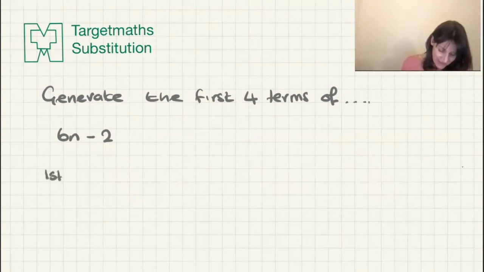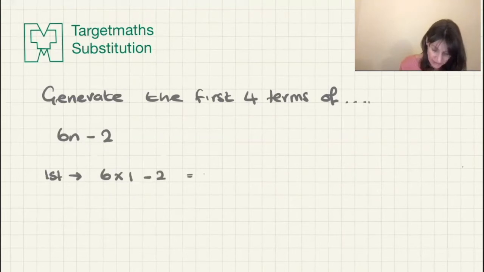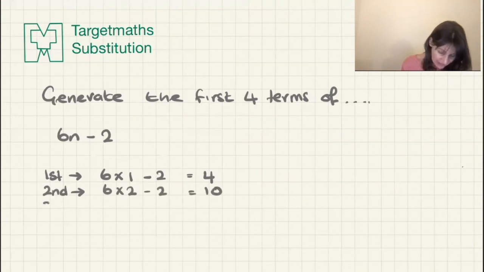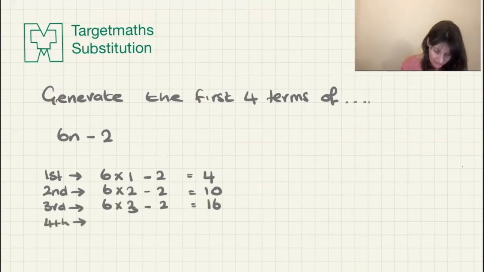Okay, so the first number is going in. It's going to be 6 times 1, take 2. So 6 times 1 is 6, take 2 is 4. Now the second one, we're going to do 6 times 2, which is 12, take 2 is 10. Third one, 6 times 3 is 18, take 2 is 16. And the fourth one, 6 times 4, which is 24, take 2, 22.